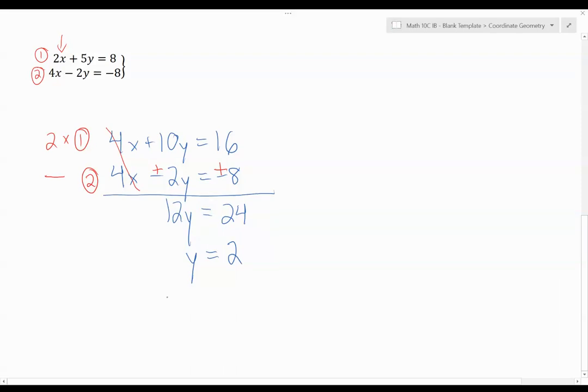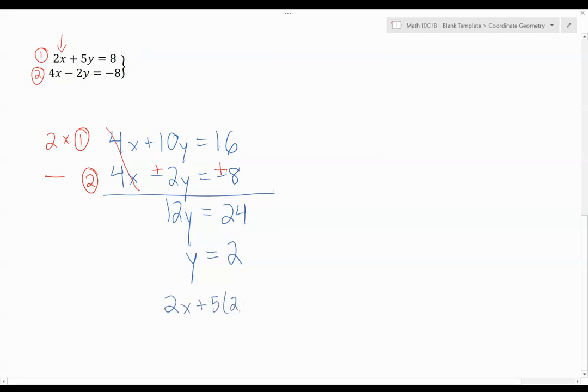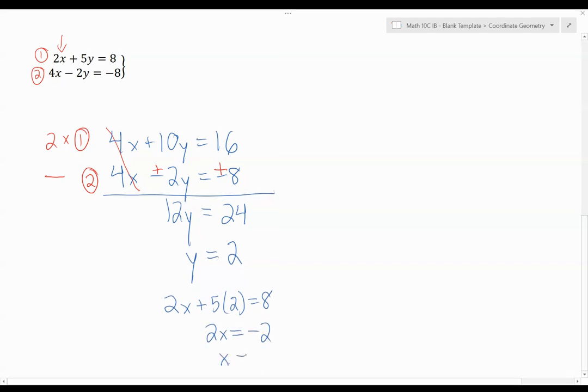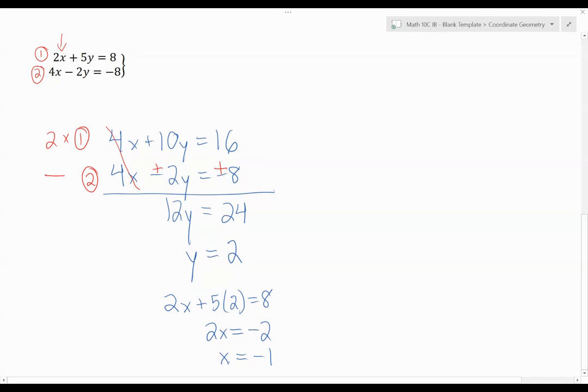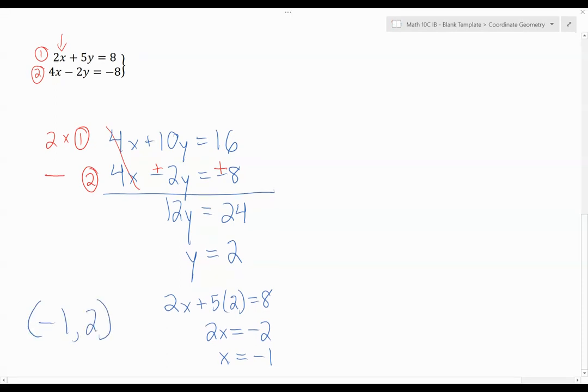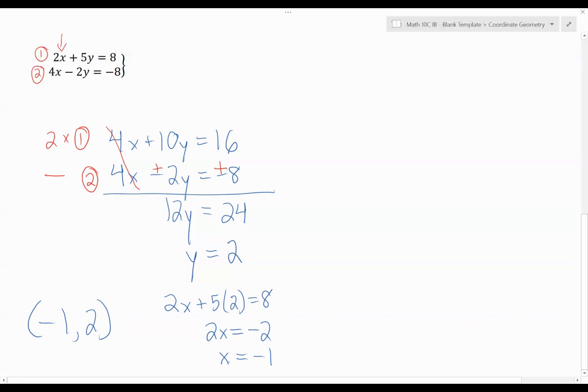I'll use the first equation. So 2x plus 5 times 2 equals 8, which means that 2x equals 8 minus 10, which is negative 2, so x equals negative 1, which means that the solution to this system is the point negative 1, 2. One small note I'll make here, if you would rather not have to subtract, because then you have to remember what's happening with signs, you can definitely add.